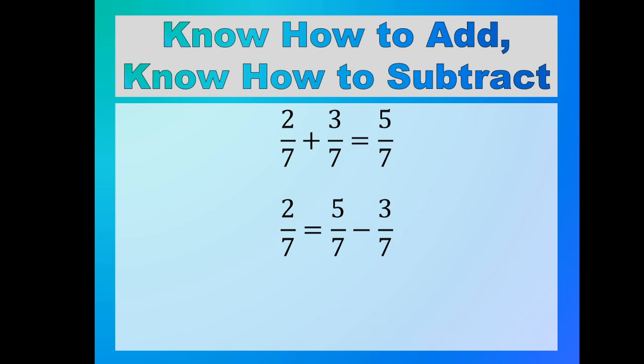Then I can subtract 3 sevenths from both sides, and then I can have the previous right side become the new left side and the previous left side become the new right side. And here we have us subtracting fractions now. 5 sevenths minus 3 sevenths is equal to 2 sevenths. And guess what? We're subtracting the numerators but keeping the denominators the same. In fact, you could do this for any fractions that have the same denominators as long as the denominator is not 0. Therefore, to subtract fractions, you subtract the numerators but keep the denominators the same.